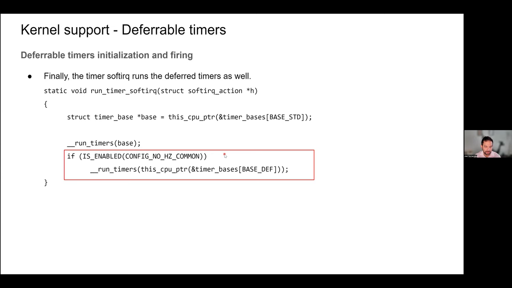There's only one timer view. So I kind of wanted to show that distinction here. But these are just details, it's not super important. Just the concept is important, that there are two timer wheels, one for the deferable timers, one for the regular ones. And the deferable timers are not serviced if the scheduling clock interrupt needs to be turned off, because that is prioritized over these timers.